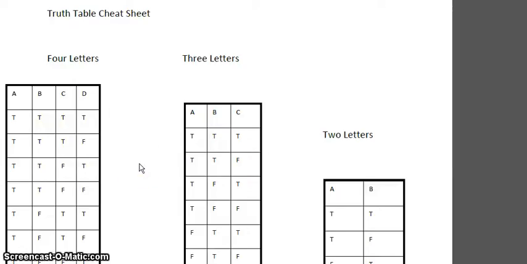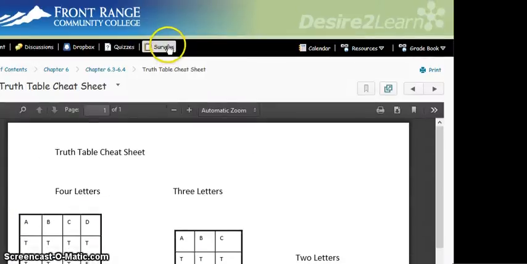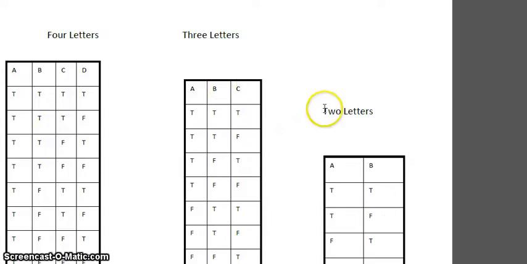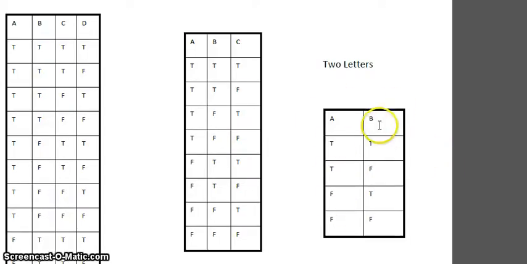Okay, as we look at 6.3 and 6.4, what you'll want to do is get a hold of the truth table cheat sheet that is found in D2L, on 6.3 and 6.4, called the truth table cheat sheet. On here, it tells you the assigned letters for a proposition. If you have two letters, A would always be true, true, false, false, and B would always be true, false, true, false, right?